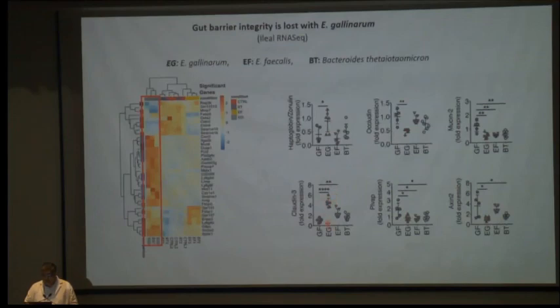Claudin 3, again, in Gallinarum it is increased, and the other two proteins of the cellular integrity do not show a difference between the groups.